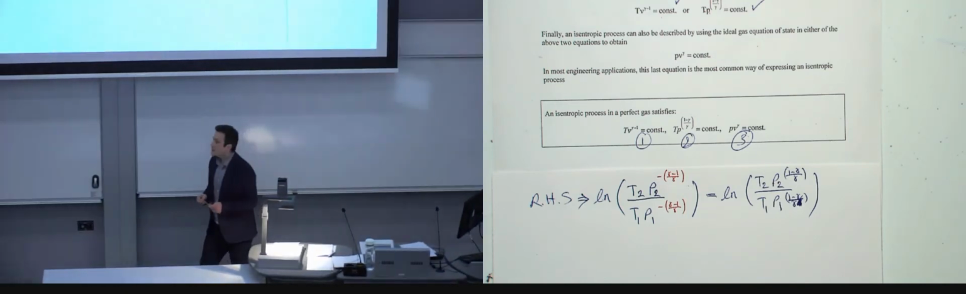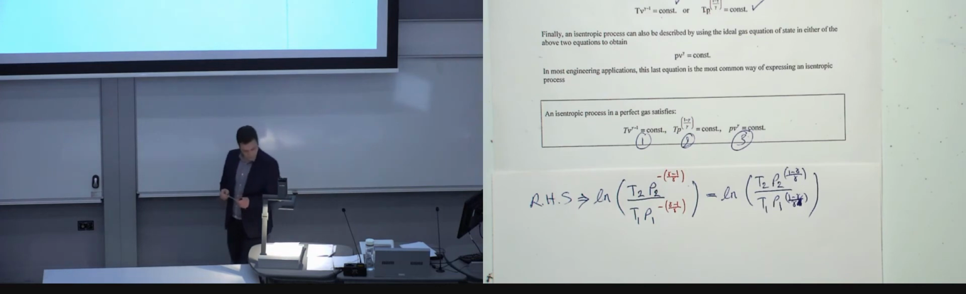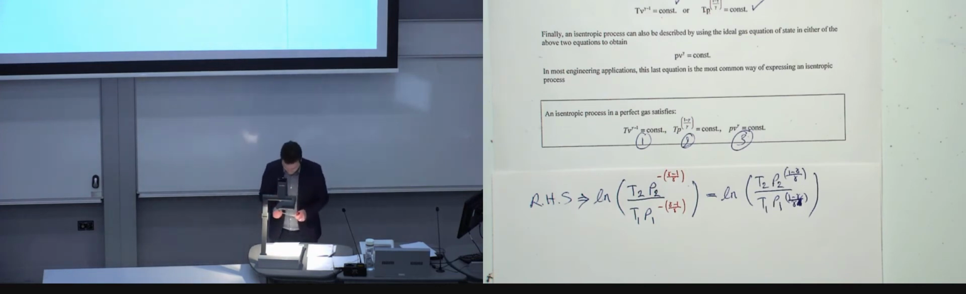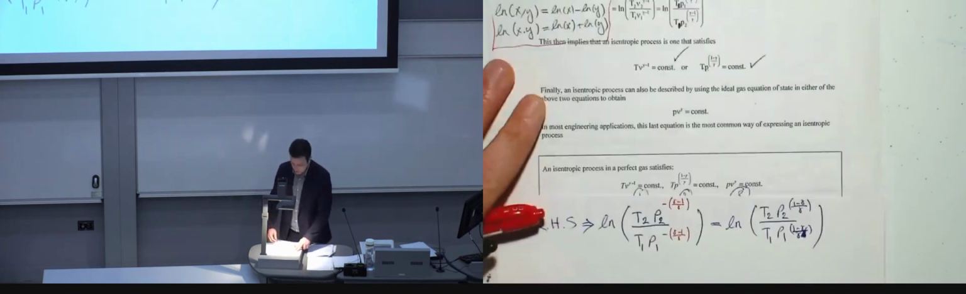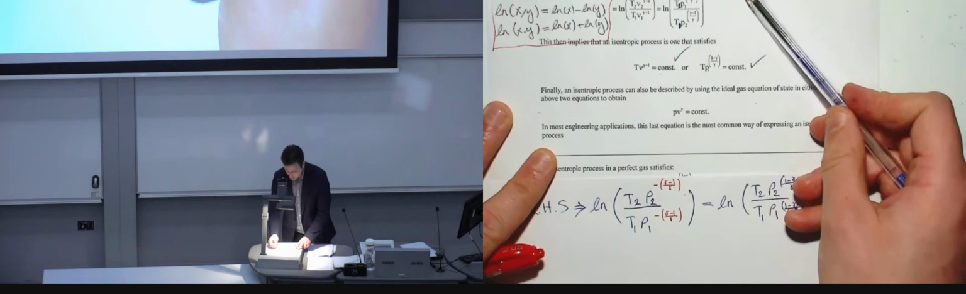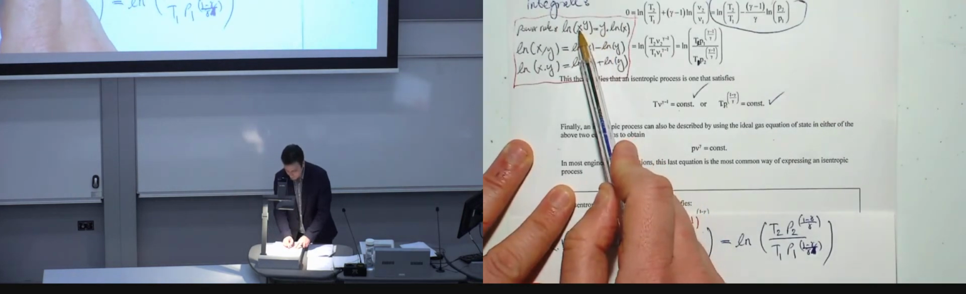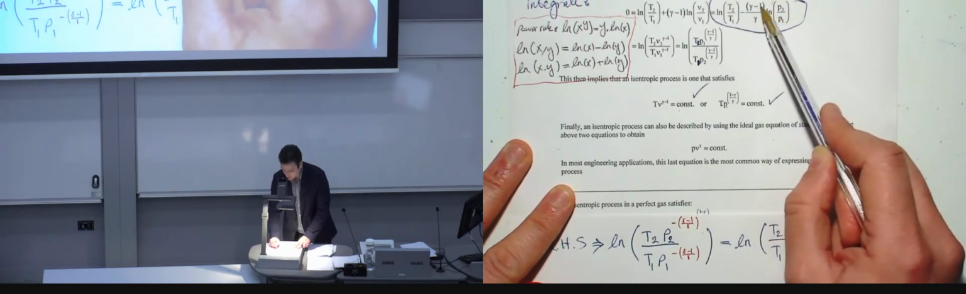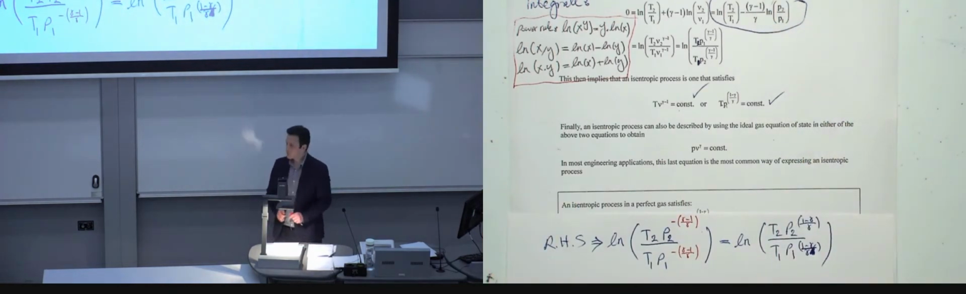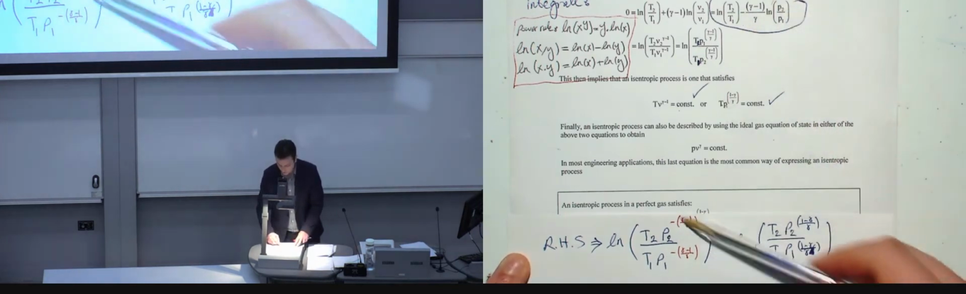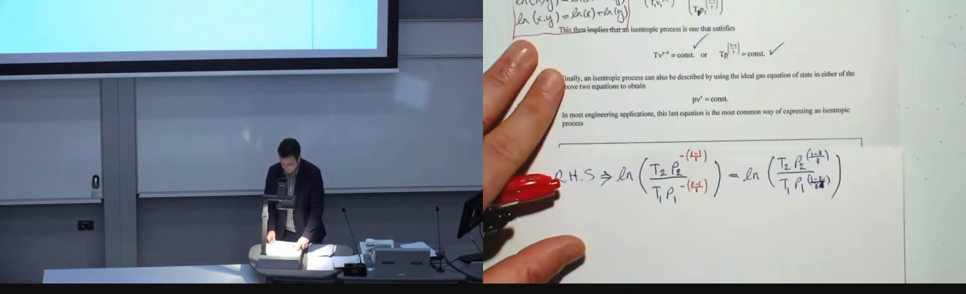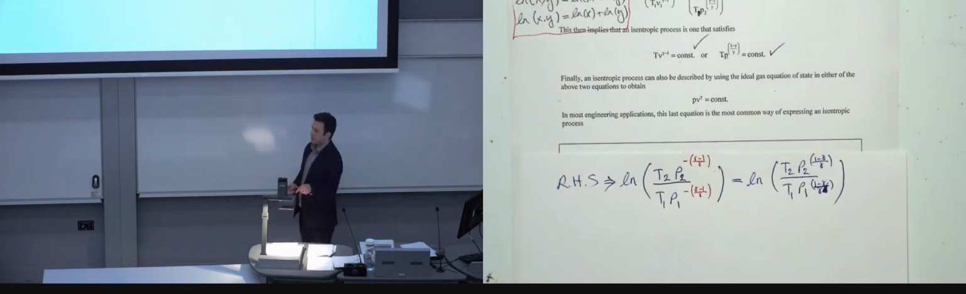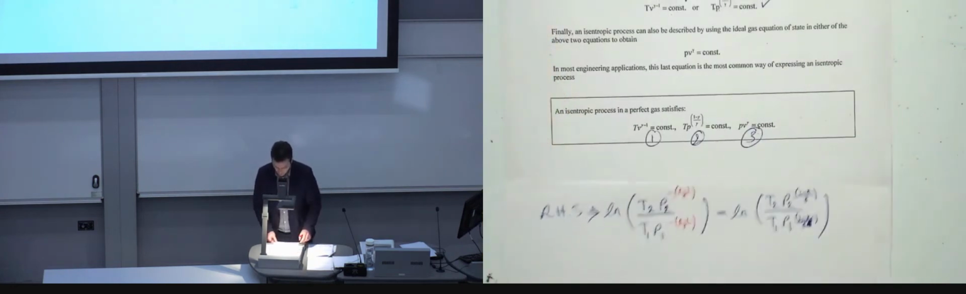Say it again. No. So what I've done, if you imagine, by using that rule here, you've got P2, P1 to the power of minus (gamma minus 1) over gamma, right? And I've just started with that, really. If you struggle with that, just come and see me afterwards. I'll explain, yeah? Okay.